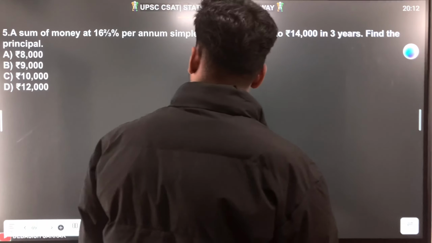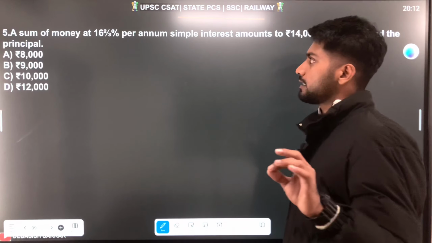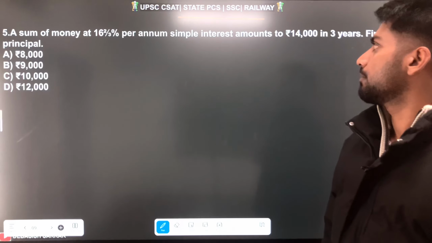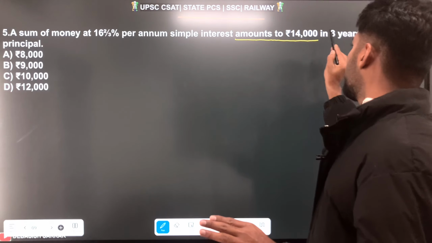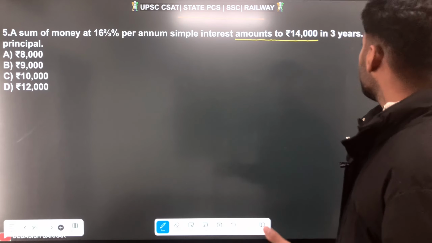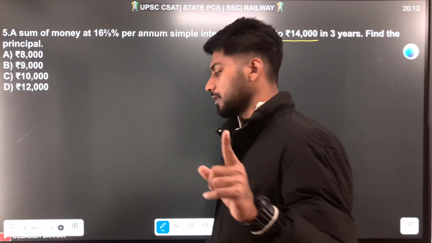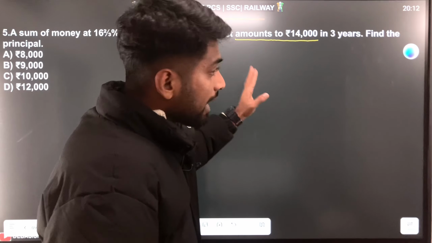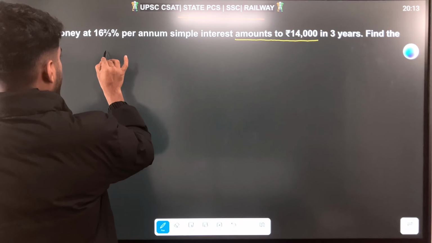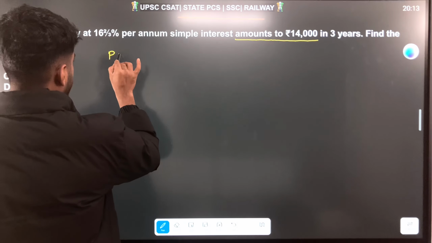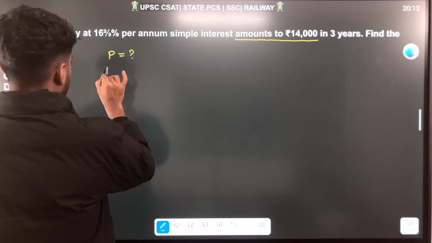A sum of money at 16 2/3 percent per annum simple interest amounts to 14,000 in 3 years. Find the principal. It's a hard question if you go through the formula. अब देखो, how to solve. We don't have the principal, but we have the rate.